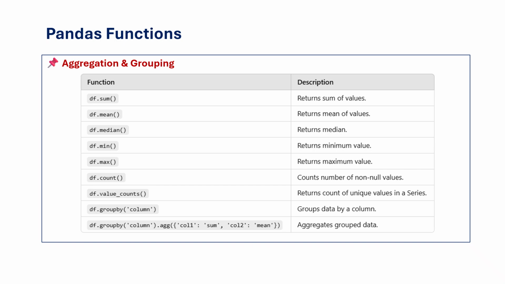sum() function is used to calculate the total value of data. mean() function calculates the average value of data. count() function is used to count the number of available values in a dataset. The max() function finds the highest value in the dataset. min() function finds the lowest value in the dataset. groupby() function is used to divide the data into groups based on specific categories.